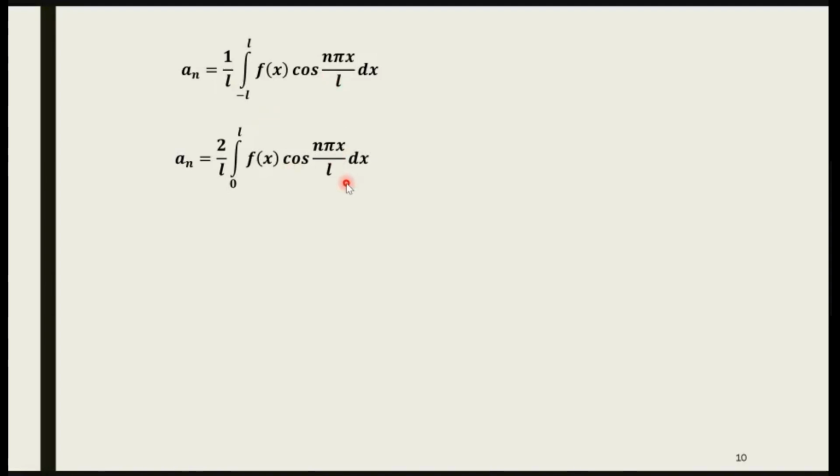Okay, we are given f of x is an even function, cos also is an even function, so product of two even functions is an even function, so we can write minus L to plus L integral as 2 times 0 to L. Substitute for f of x and L. L is equal to 3, f of x is equal to 9 minus x square.